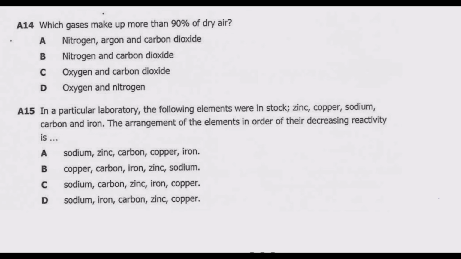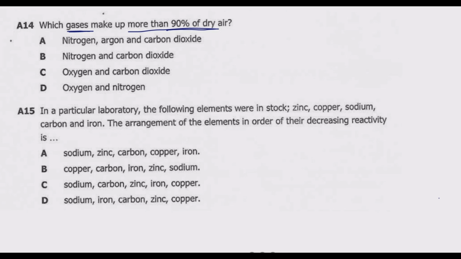Let us look at question 14. Which gases make up more than 90% of dry air? So basically the question is asking us the gases which make up more than 90% of dry air. So what we need to know is the composition of air.